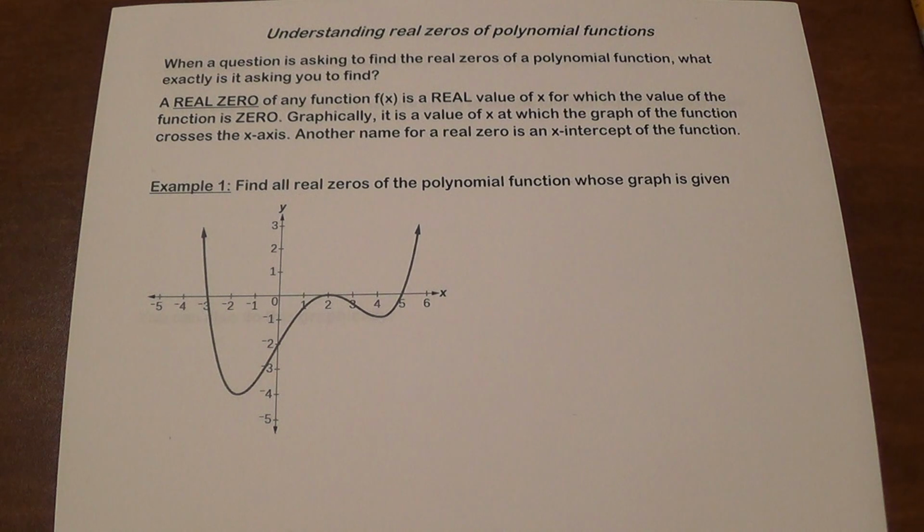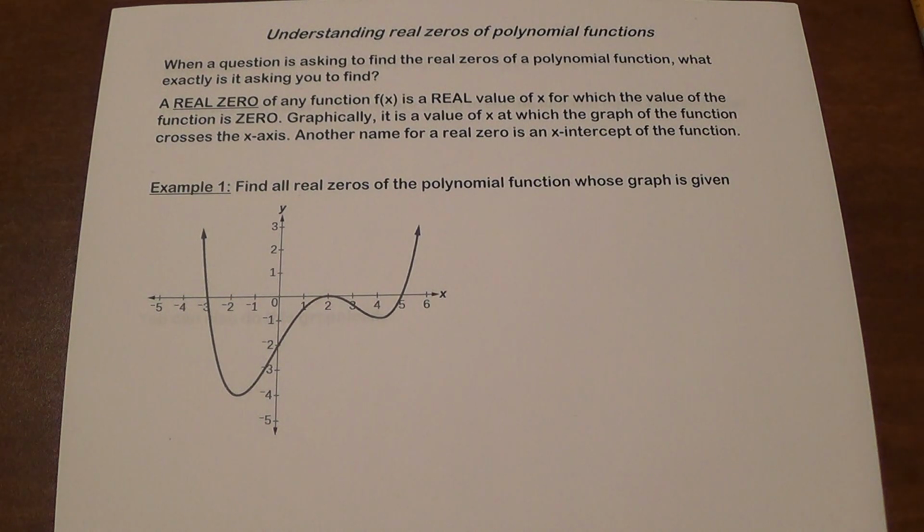So if you take a value of x and substitute it into your function and get 0, then that value of x is called a real zero, if it's a real number, of course. Graphically, it's the point where the graph is going to cross the x-axis. We also know those points as the x-intercepts of the function. So when you apply it to polynomial functions, that's exactly what you're going to be looking for.